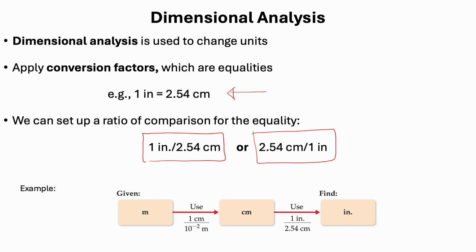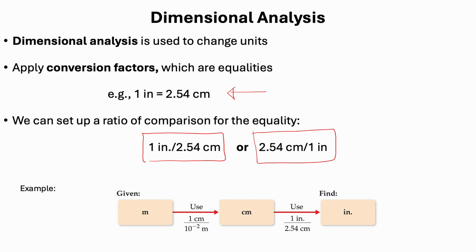The steps for using dimensional analysis: first you identify the starting unit and desired unit. Then write down the conversion factors. Set up the problem with units arranged to cancel, multiply through and simplify.